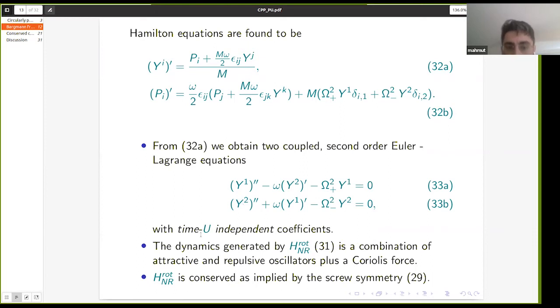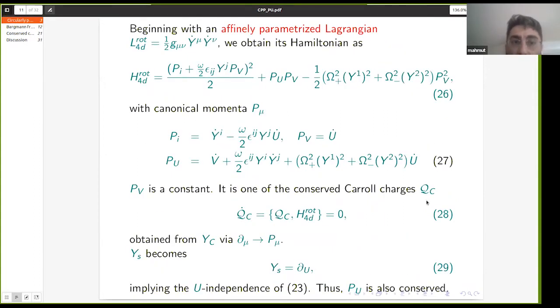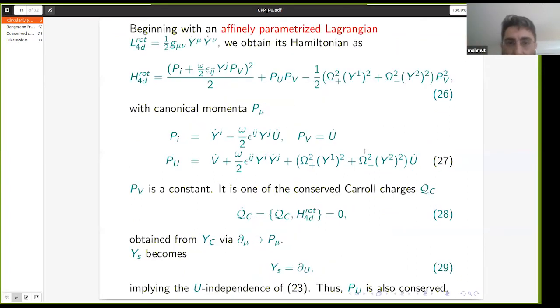Okay, and here u is actually the non-relativistic time. Now, the important point is that these equations are interpreted as non-relativistic equations, but these equations are exactly the same equations that you would derive for the geodesics of this Lagrangian. The equations of motion for y, if you use u as an affine parameter, and you can do it, will be exactly the same as these equations.